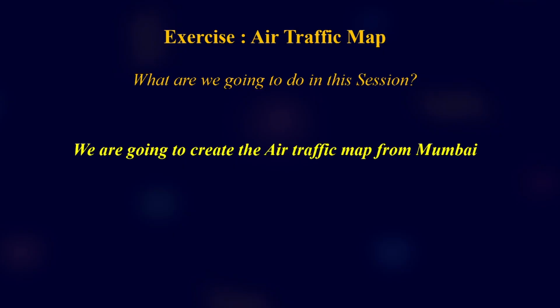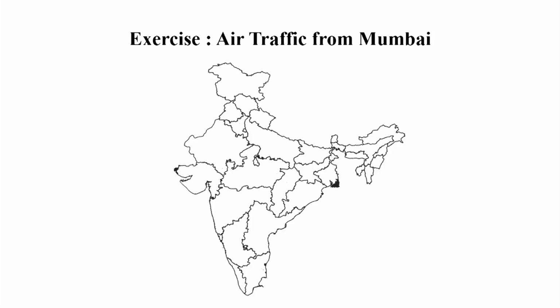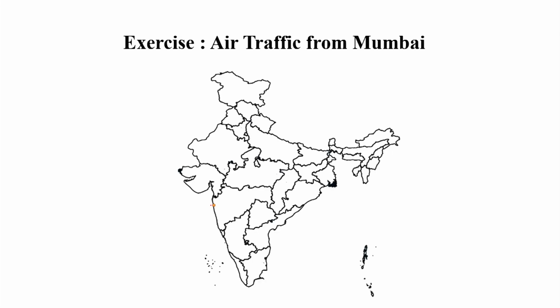Now, we are going to create an air traffic map from Mumbai. So, this is our political map, the India map. Here in Mumbai we will mark a source, with latitude and longitude. Here we can see we have the Mumbai airport marked. This is our Mumbai airport, and this is our source. We are plotting traffic from Mumbai.